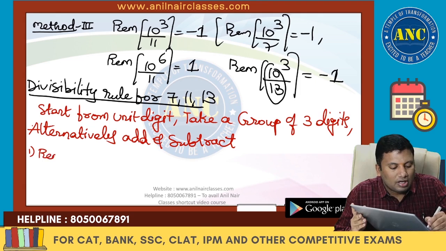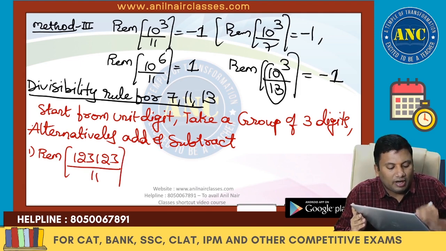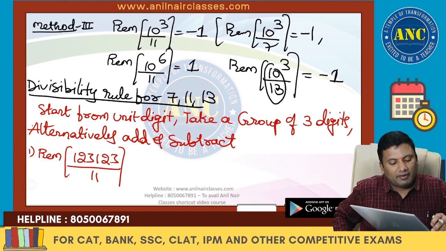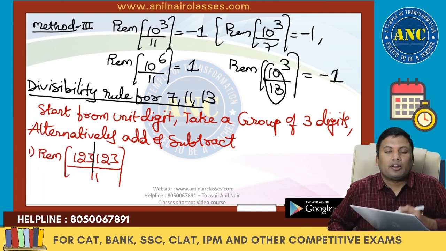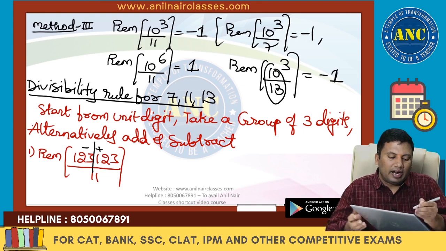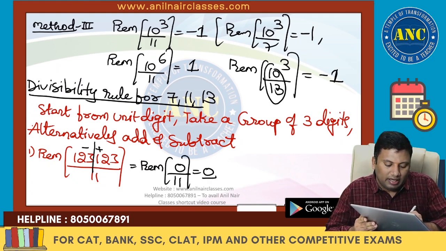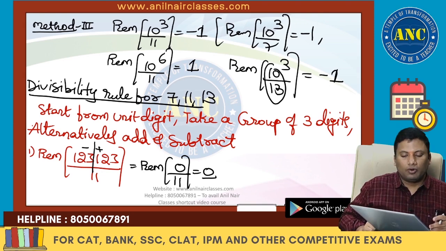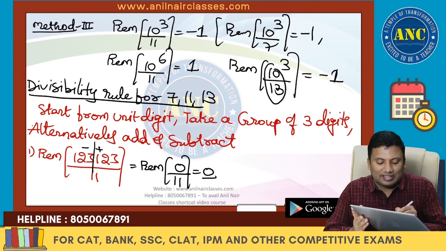First question: suppose it is 1, 2, 3, 1, 2, 3 divided by 11. What is the divisibility rule? Start from the rightmost, take a group of 3 digits. Alternately add and subtract. 123 minus 123 is 0. 0 by 11 is 0. I hope the idea is clear.